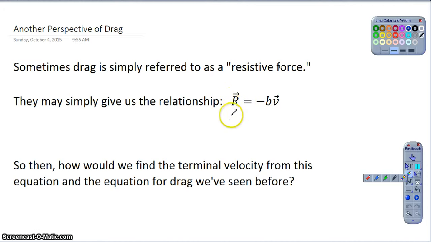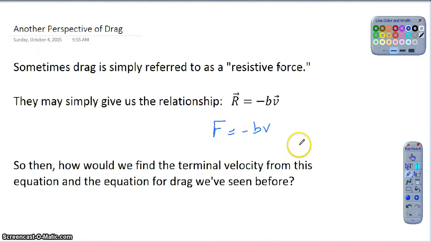So they may say that the resistive force is simply R equals negative bv, where b is just some constant and v is obviously the velocity. So they may just define this force for you. I've also seen occasionally where they'll just say F equals negative bv or negative kv or whatever value they want to make that. So sometimes they just refer to this as a whole drag here.